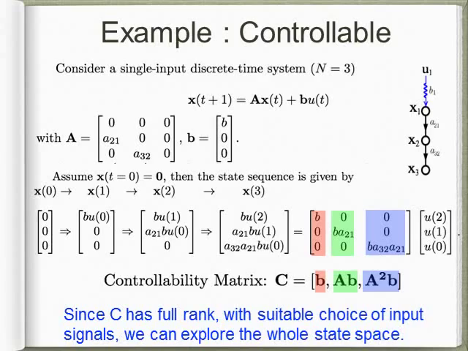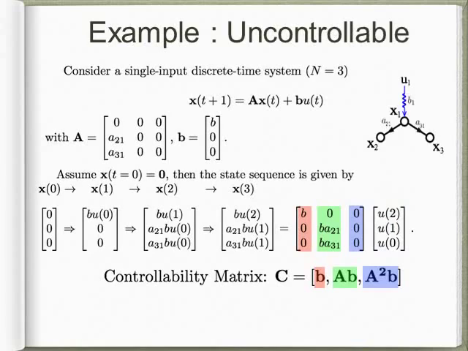So what about this case? We can work out the same algebra. So this is the final state vector. And again, this is a controllability matrix. But now you see this matrix is rank deficient. It has only two independent columns. So no matter how we tune the input signals, we can never explore the whole state space. And if you work out the algebra, you will realize that actually the two state variables x2 and x3 satisfy this condition. Well, of course, due to this symmetry. And due to this symmetry and this constraint, the system is stuck in the state space. That's the reason why it's uncontrollable. Is it clear?